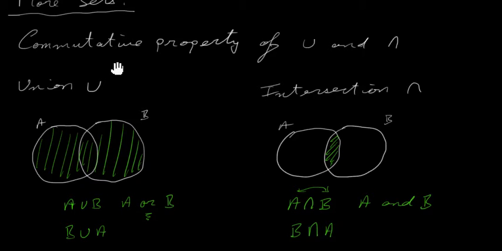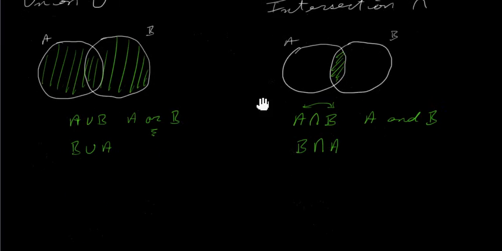Now the commutative property of union and intersection just means that if you flip these around, if you talk about A union B, that's exactly the same as talking about B union A. B union A is also this area here. If we talk about intersection, A intersection B is this area here. B intersection A is also this area here. We can flip these around, the B where the A is, the A where the B is. B intersection A is the same area. That's called the commutative property of union and intersection.